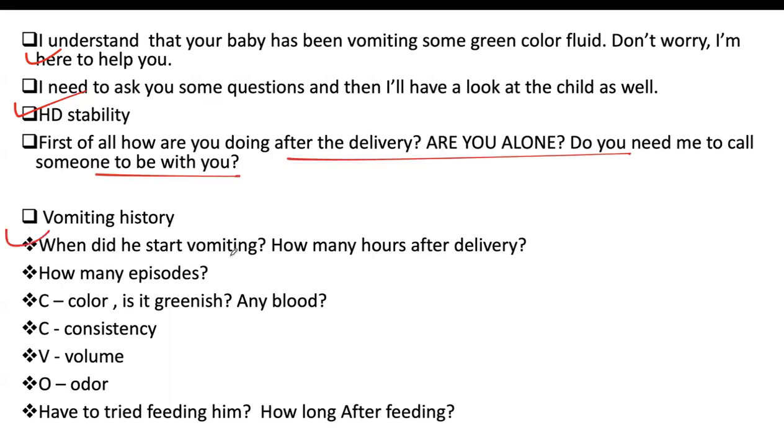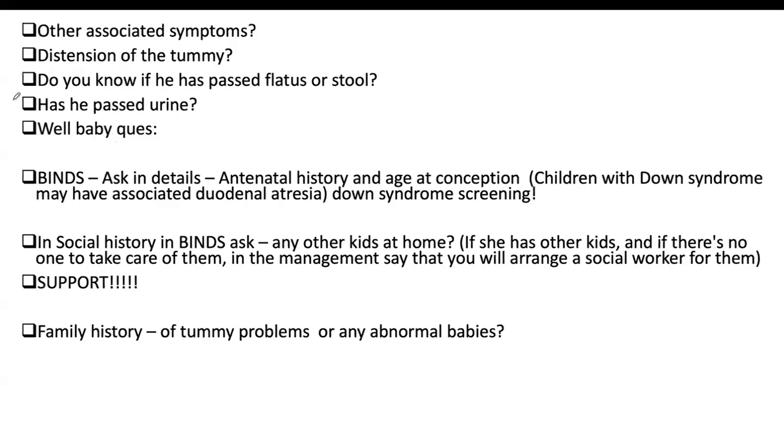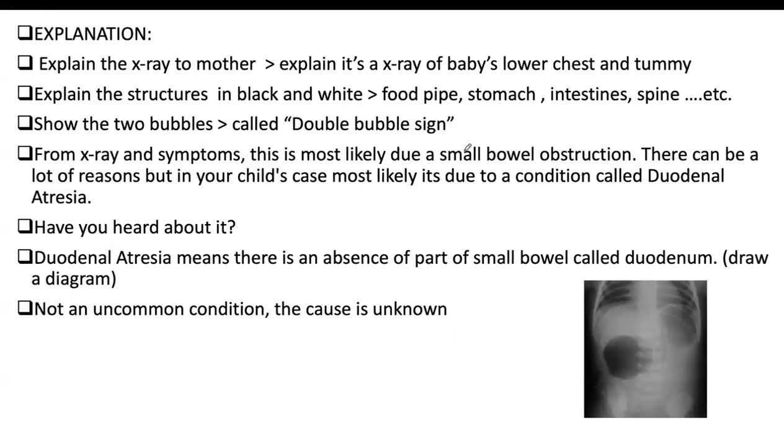And then you ask the vomiting questions and a couple of other associated symptoms like tummy distension. Did you notice that he passed any stool so far? Any flatus? Has he passed urine? Try to rule out the non-GIT causes as well, and then finish with well baby questions, etc. So it is the same question set, the only difference is this is a 24-hour-old baby, a newborn.